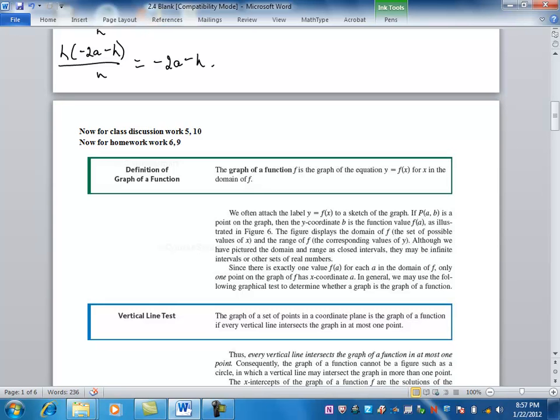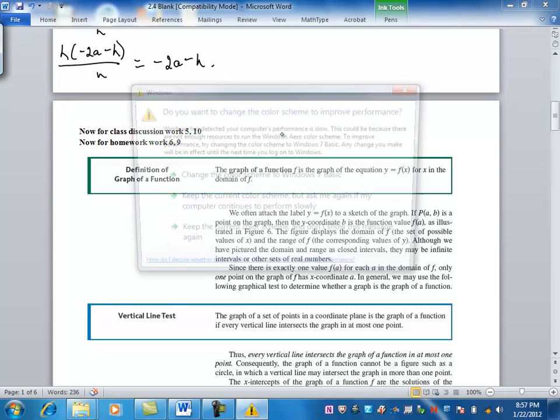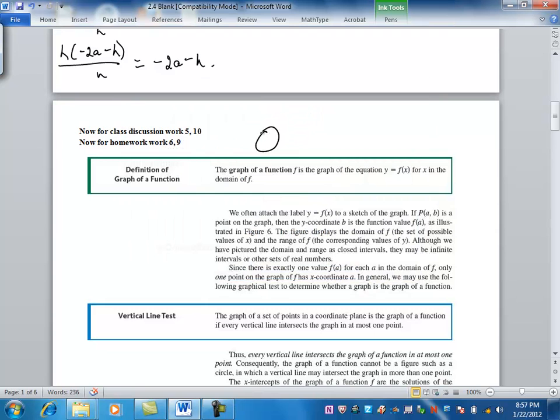Now, some very important results here, and we want to make sure we talk about these. The graph of a function f is the graph of the equation y equals f of x for x in the domain of f. So really what this is saying again, folks, is we've got my domain, we've got my range, and my function maps over to here. Here's my function f. We map from the domain over to the range, and then each of those points, if you think about it, we've got an x here, we've got an f of x here, and we're going to graph each of these x, f of x. Alright, we often attach the label y equals f of x to the sketch of the graph.